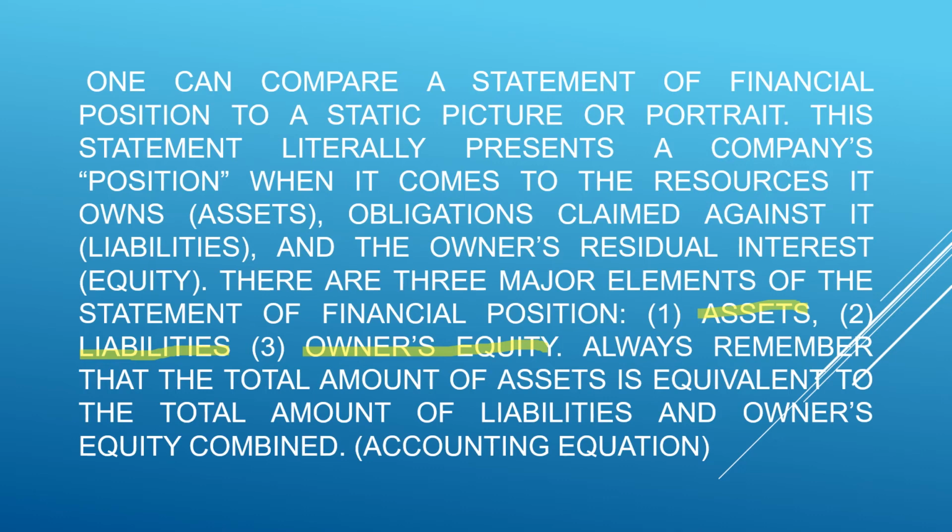Because assets are divided into current and non-current assets. Liabilities are also divided into current liabilities and non-current liabilities. Owner's equity is not just the capital. This also includes the withdrawal of the owner of the business. Always remember that the total amount of assets is equivalent to the total amount of liabilities and owner's equity combined.